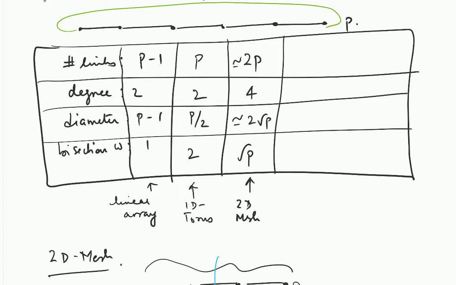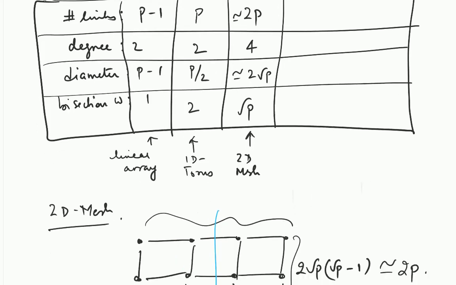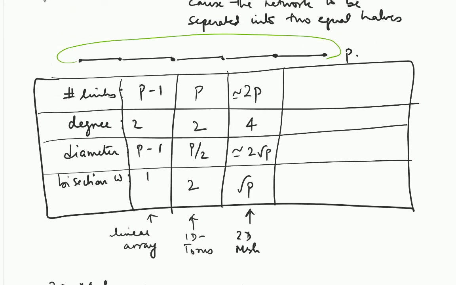So look at this, right? This is quite impressive. From a linear array, just by doubling the number of links and doubling the degree, which is not too complicated, you can afford to do that, your diameter has come down drastically by a factor of root p, and your bisection width has gone up by a factor of root p, right? Quite good. Okay, and now what I'm going to do is add a wraparound link.